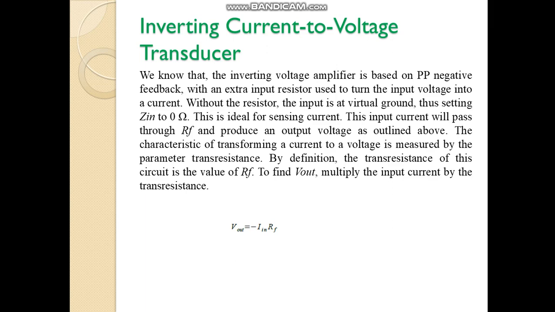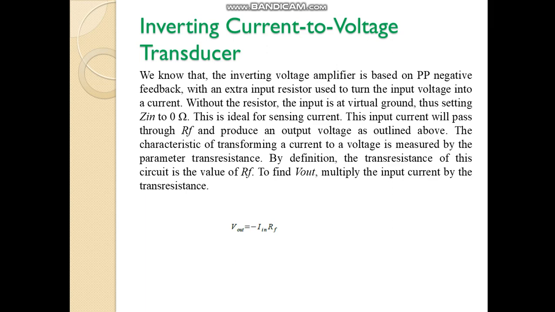This input current will pass through RF, the resistor connected in the feedback circuit, and produce an output voltage as outlined above. The characteristic of transforming a current to a voltage is measured by the parameter transresistance. So by definition, the transresistance of this circuit is the value of RF.